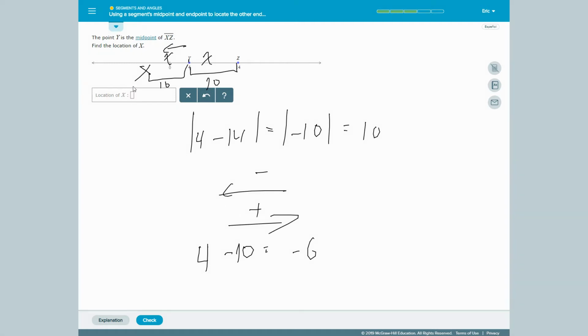And that's honestly it for a problem like this. You just have to find the distance between the points they give you, and figure out if your last point is to the left or to the right. If it's to the left, you're subtracting from the midpoint. If it's to the right, you're adding. And that's just it, really.